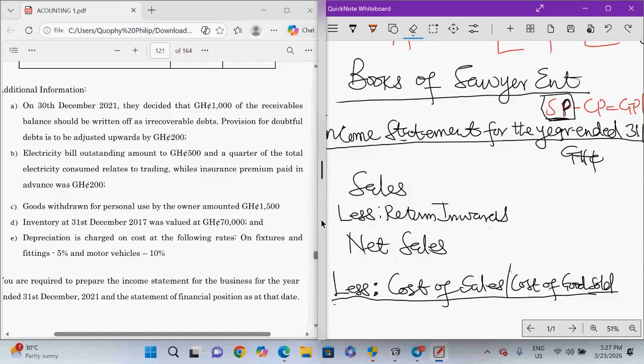additional information. So that being said, let's go through the additional information before we proceed with the cost of sales or the cost of goods sold. Okay, so let me explain the additional information one by one. So the readers will please read for us.